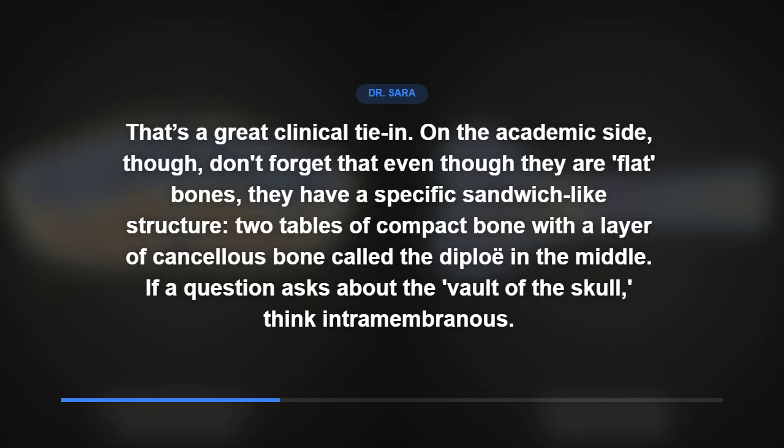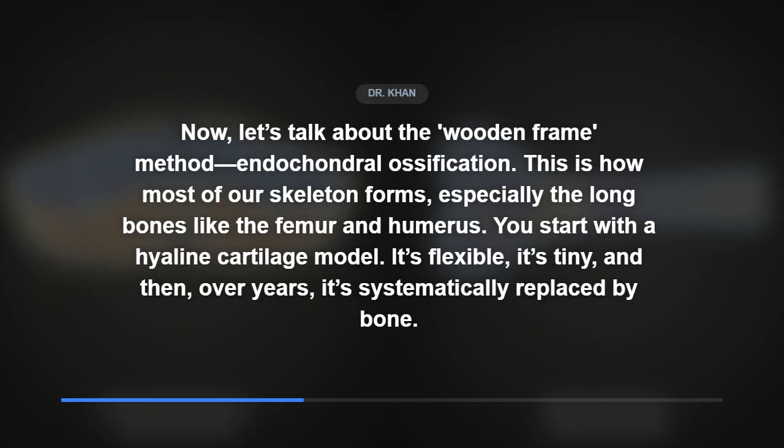That's a great clinical tie-in. On the academic side, though, don't forget that even though they are flat bones, they have a specific sandwich-like structure. Two tables of compact bone with a layer of cancellous bone called the diploë in the middle. If a question asks about the vault of the skull, think intramembranous.